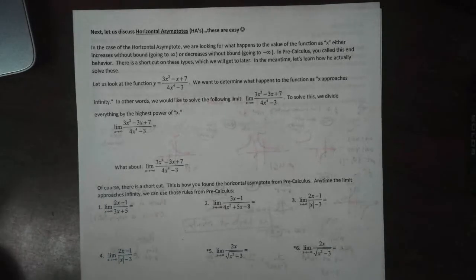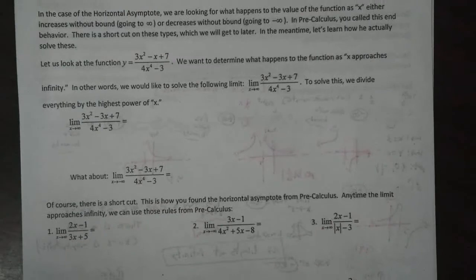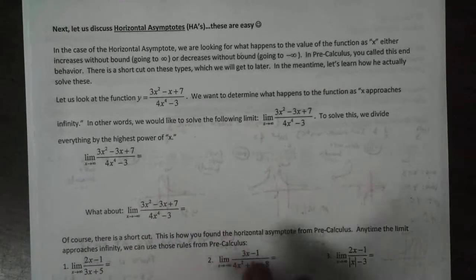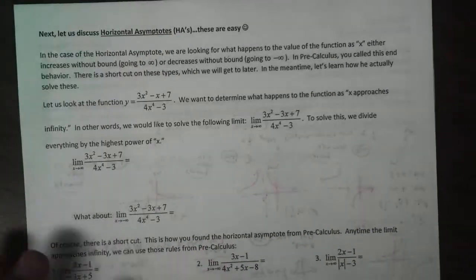Today we're going to finish up talking about horizontal asymptotes. Horizontal asymptotes and limits are kind of nice. They go very well together for us. And these, like I said, are going to be pretty easy to do.